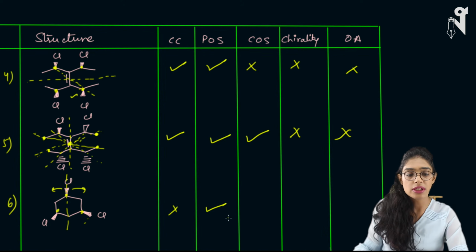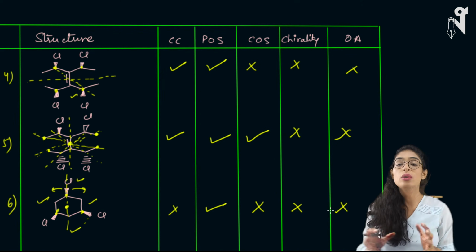Do we have COS? No, we don't have COS because if I draw a line, this chlorine is not getting any opposite chlorine over here, this chlorine is not getting any opposite chlorine over here, and this chlorine is not getting any opposite chlorine over here. So no COS. Chirality, no. Optical activity, no. So I hope you guys are getting it.